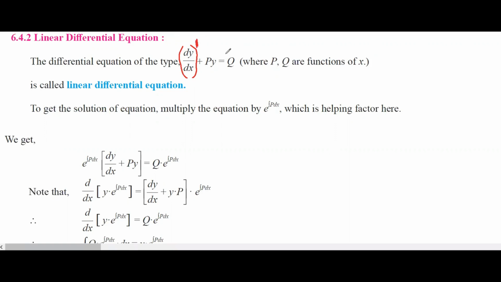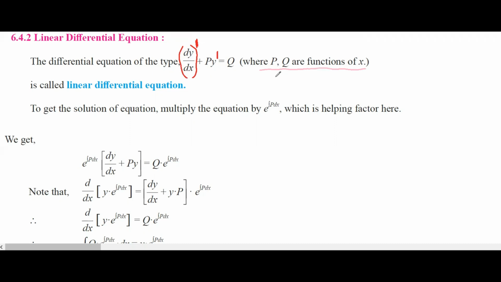What is the second reason? The second reason is the degree of the variable y is 1. This is most important. Then only you can continue the following procedure, otherwise not. This shows that this is a linear differential equation. Now what are p and q? These p and q are functions of x. They are pure functions of x. So we have to bring this into this particular format.